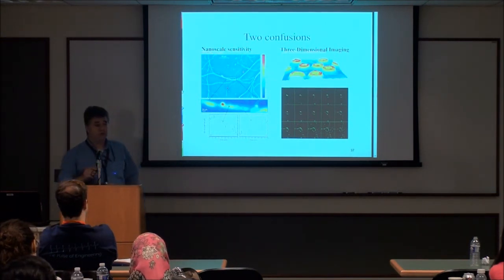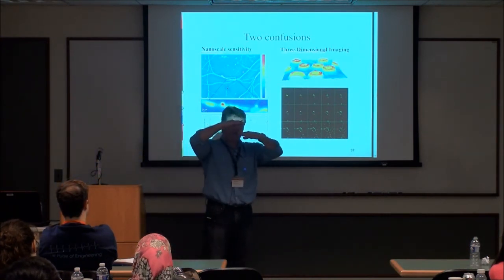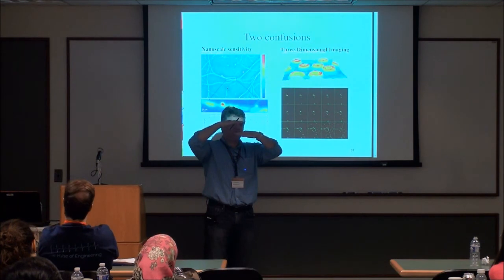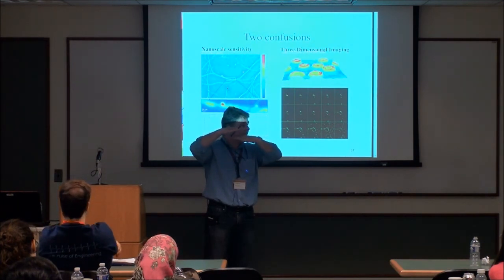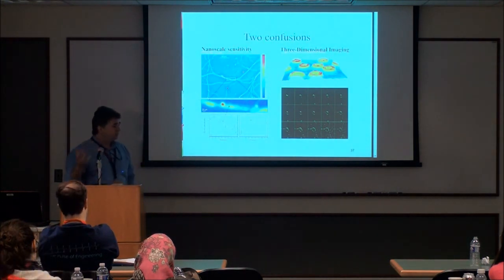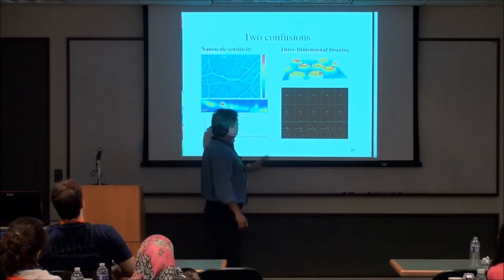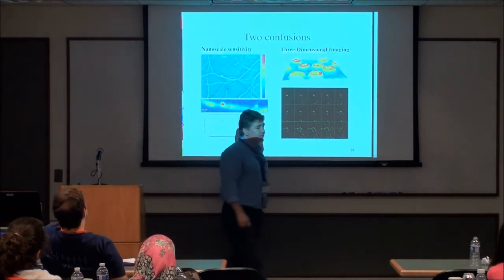But we should not call it resolution. Because resolution means if you give me 2 objects separated by 1 nanometer, then I will be able to tell them apart. And I would love to be able to say that we can, but we cannot. That's impossible. So nanoscale sensitivity, that's the easier one. I think the more confusing one is the 3-dimensional.